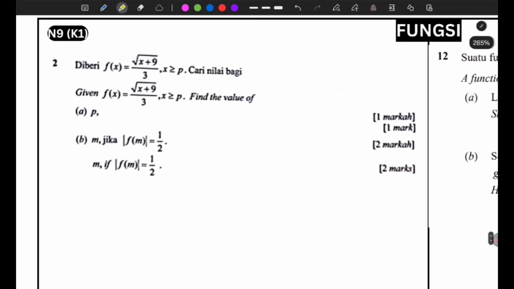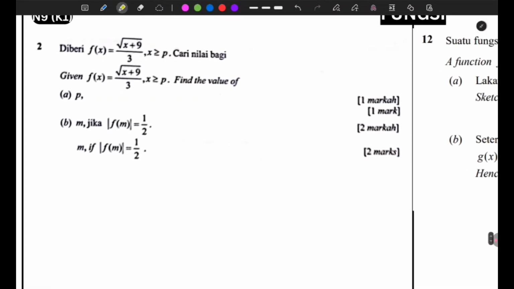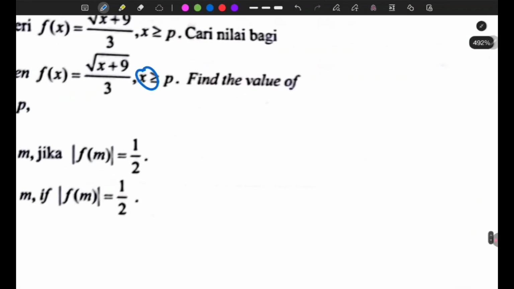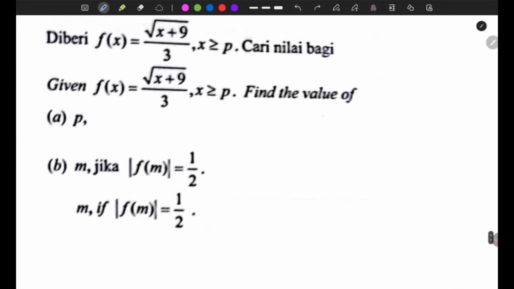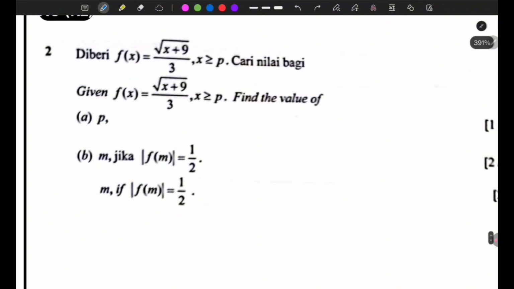This is the Negeri 9 paper. Given fx is square root of x plus 9 over 3, and x should be more than p. Find the value of p. This one should actually be more than or equal to p, so it's the range of p. This thing needs to be highlighted. The p actually represents the x value. That means you substitute the p inside here.